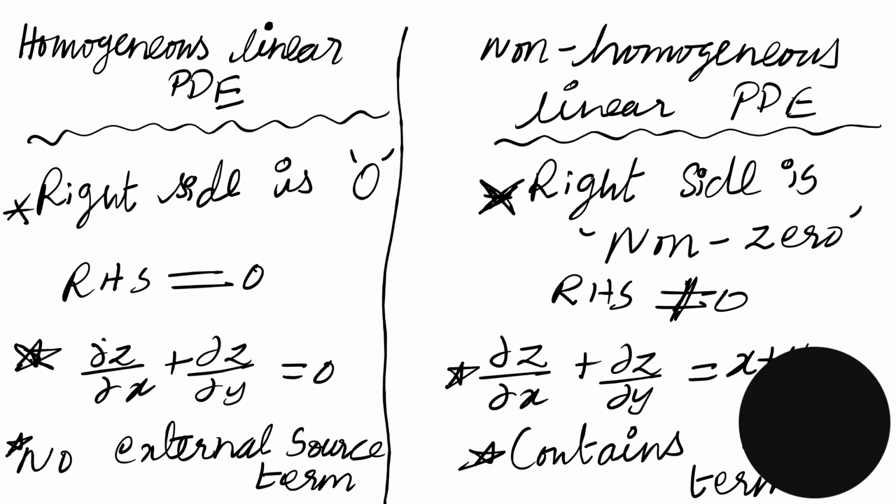In a non-homogeneous linear PDE, the right-hand side is always non-zero. The example: dou z by dou x plus dou z by dou y equal to x plus y. This non-homogeneous equation contains external force terms. That's why this equation is called a non-homogeneous linear PDE.